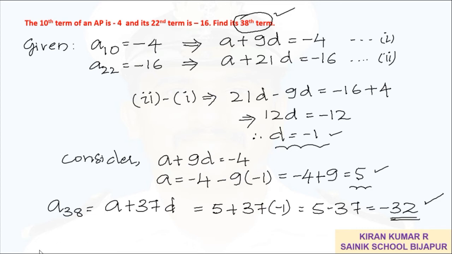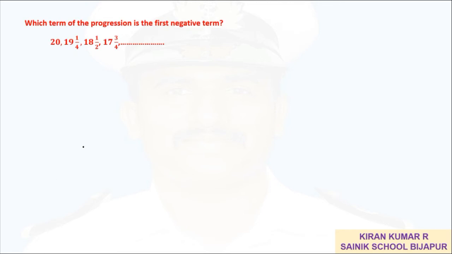Let us see the next question. Very interesting question. Which term of the progression 20, 19 1 by 4, 18 1 by 2, 17 3 by 4 and so on is the first negative term? Very interesting one. It's not so easy to guess the first negative number. Here, whatever the information is given, from that we need to find out the first term and the common difference first.